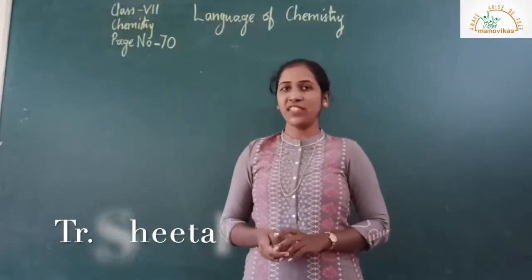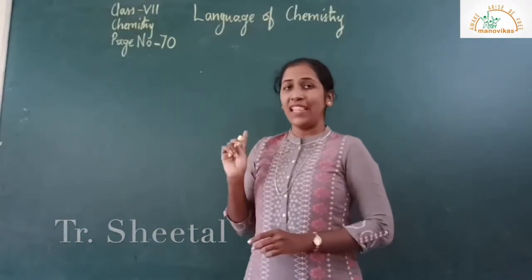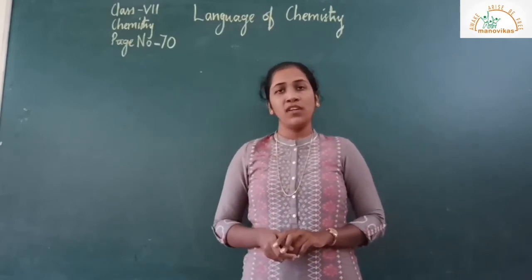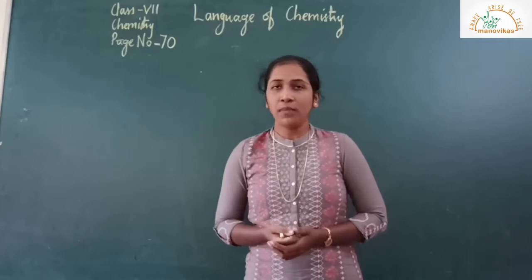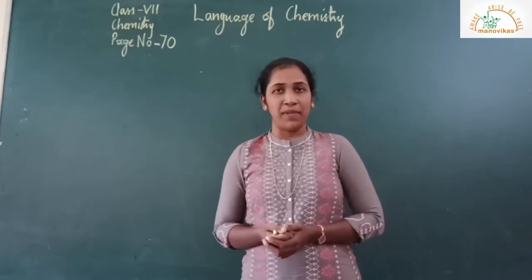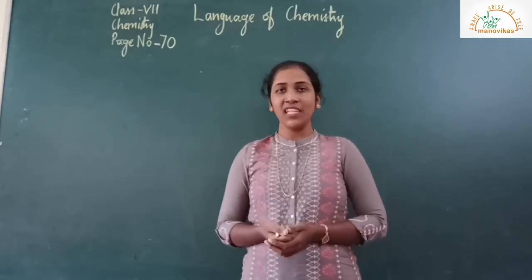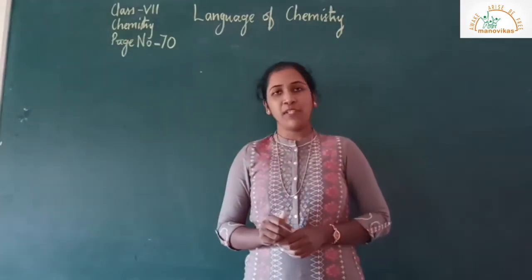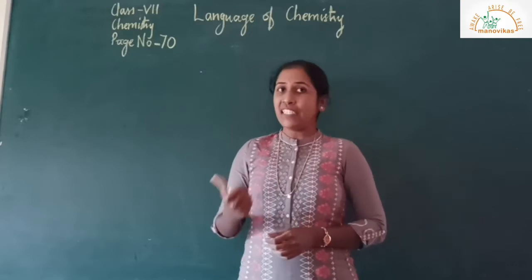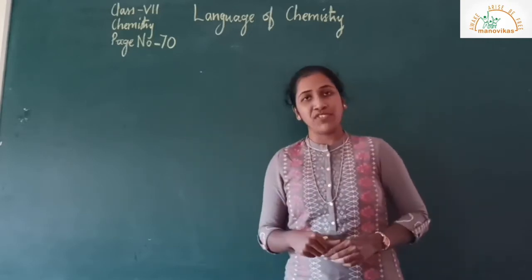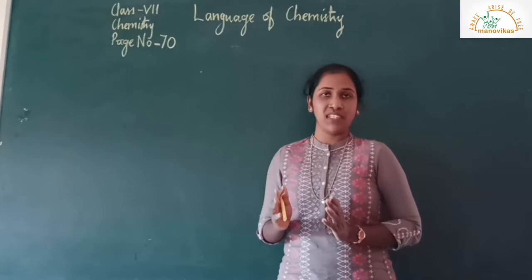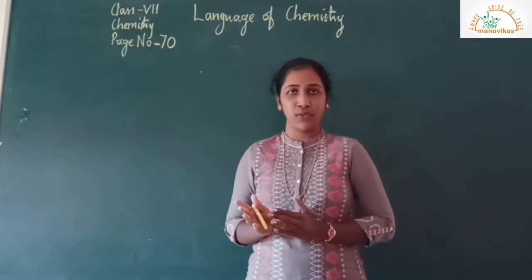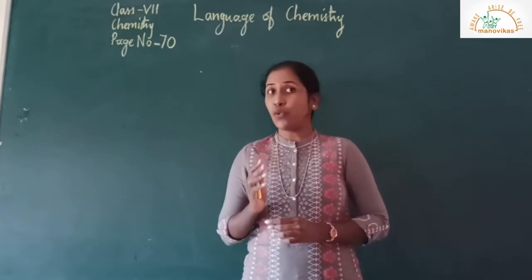Today we are going to start with a new chapter, that is Language of Chemistry for class 7. Now, we all know in order to form a language we require the alphabets. Then with the help of alphabets we get the word, and with the help of word we can write the sentence. Same way, in the language of chemistry we have the symbols. You all must have already studied the symbols 1 to 20. Okay? The elements, you should know the symbols.